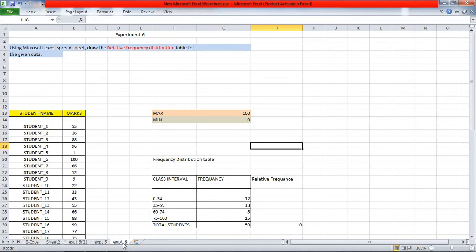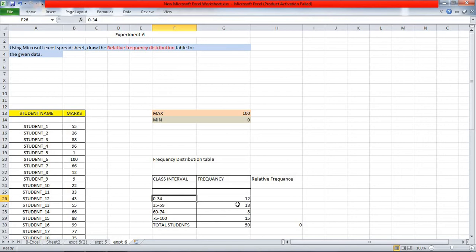So what do you mean by relative frequency distribution? It is the ratio of the frequency to the total number of the frequency. So it is 12 divided by 50. What we get is what we call the relative frequency of the class 0 to 34.